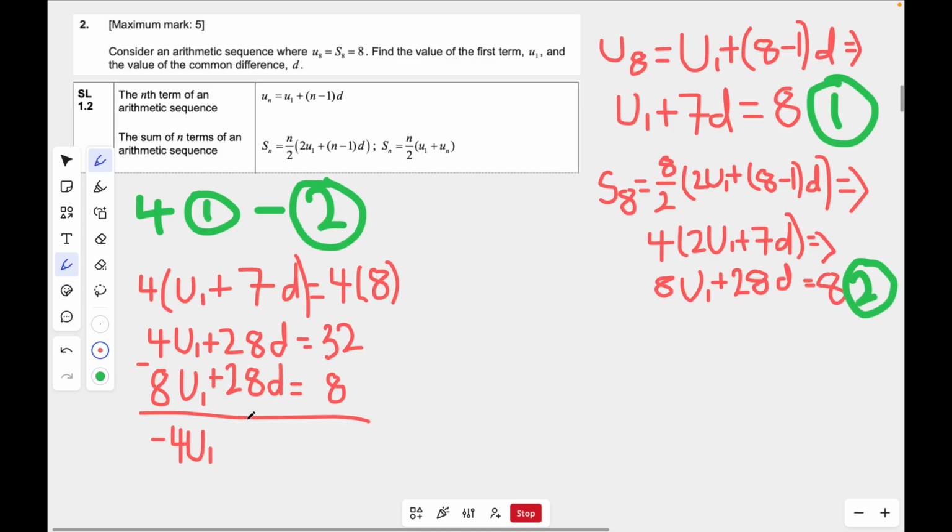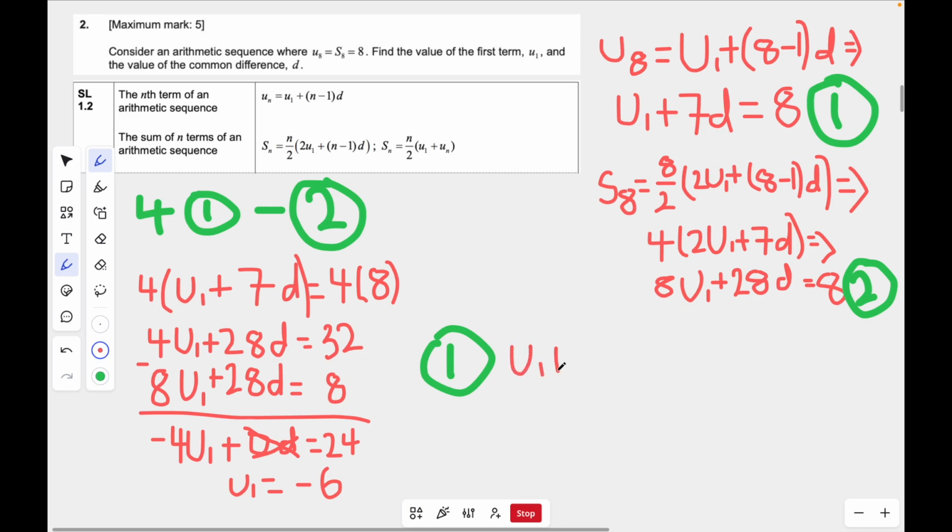We end up with minus 4u1 equals 24, and we can divide both sides by minus 4 to determine the value of u1, which ends up being minus 6. Great, we have found out what the first term of this sequence is. Now, to find the common difference, all we need to do is substitute u1 back into either of our two equations we initially set up, and solve for d. Let's use the first equation for demonstration purposes.